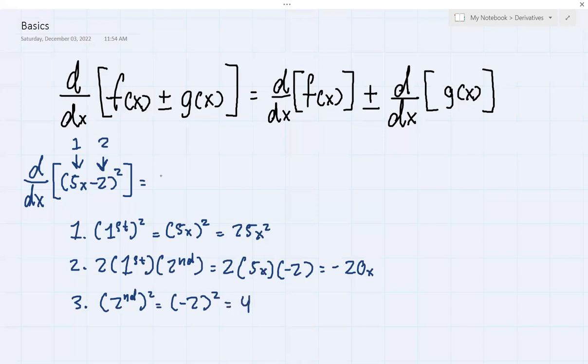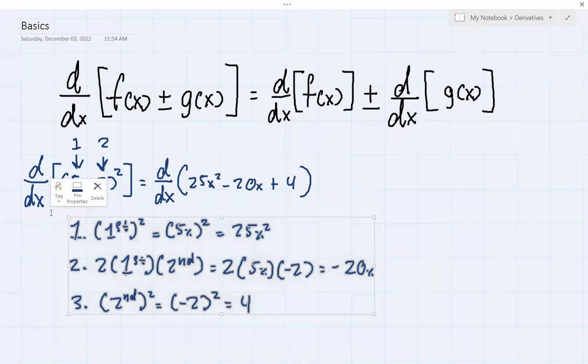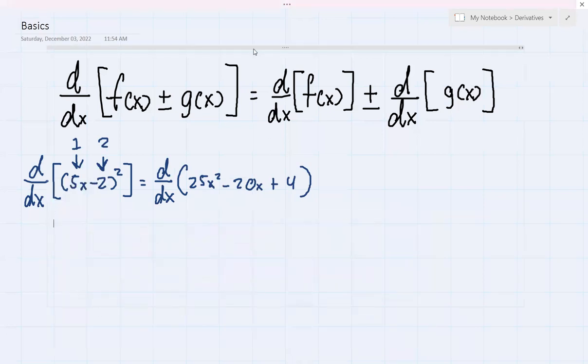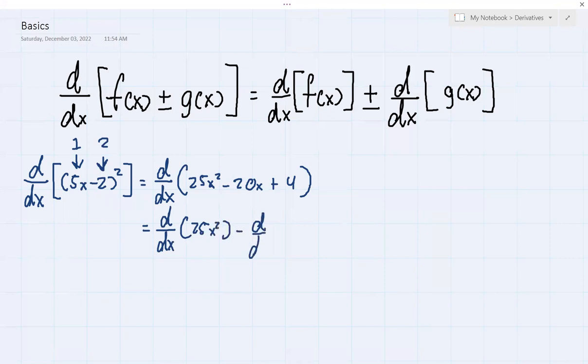So, let's add them all together. When we add them all, we will have 25x squared minus 20x plus 4. That's it. Remember these steps. Now we can apply the sum and difference rule of differentiation. So we have the derivative of 25x squared minus the derivative of 20x, sorry, plus the derivative of 4.